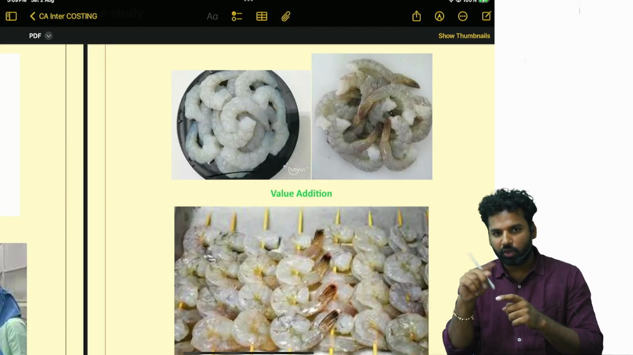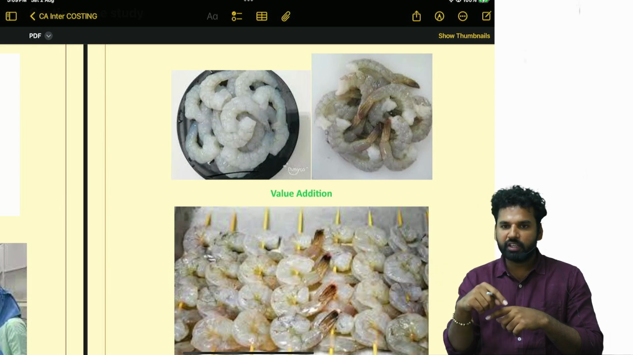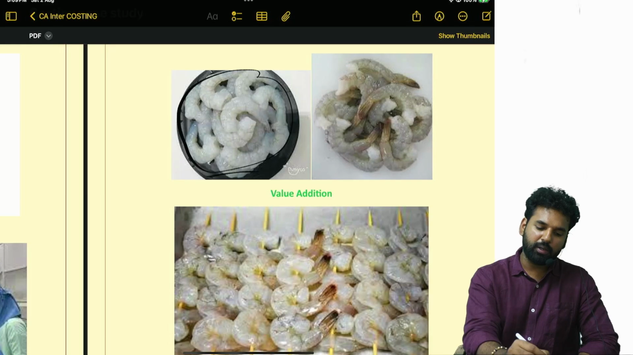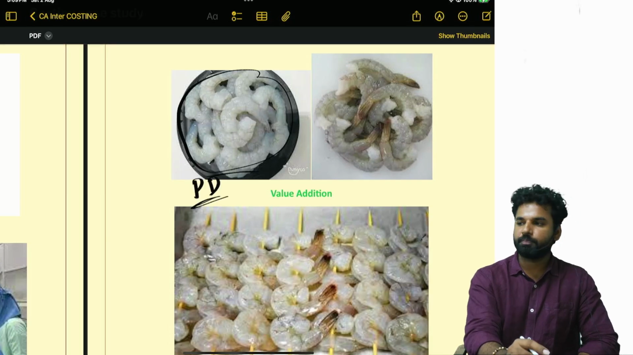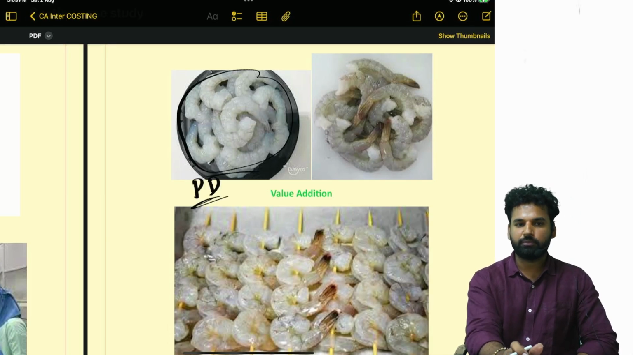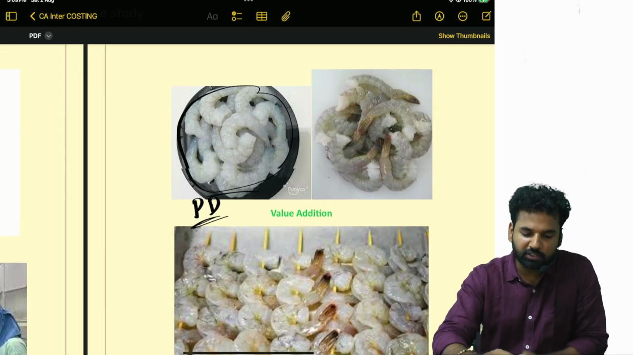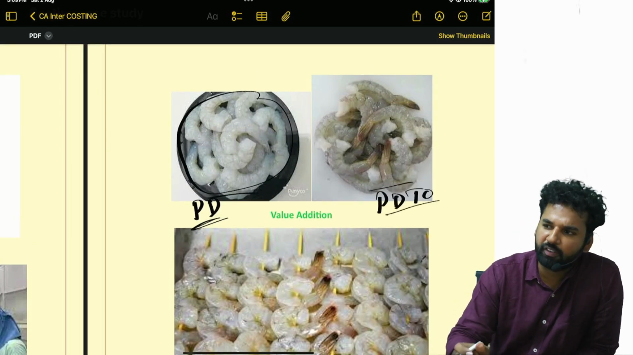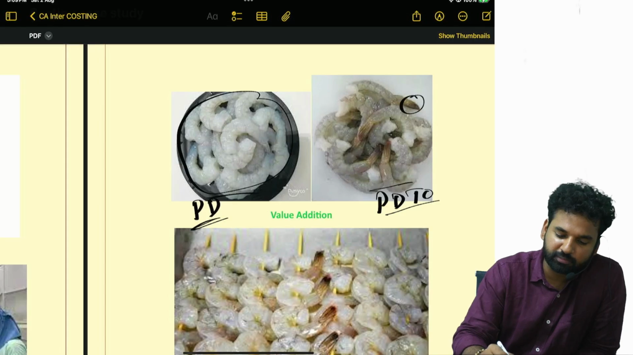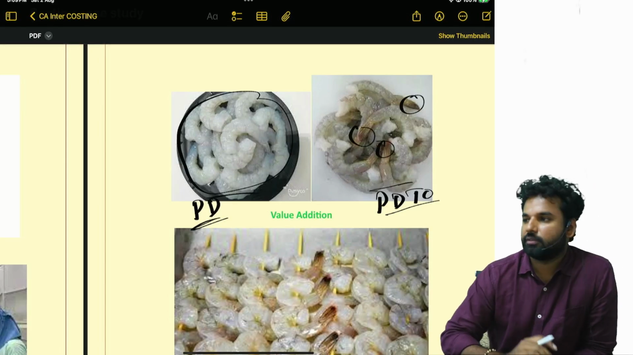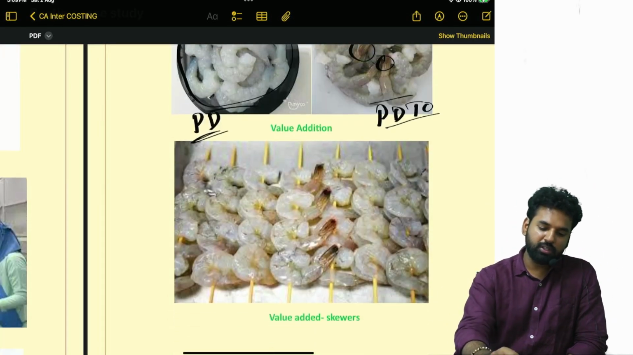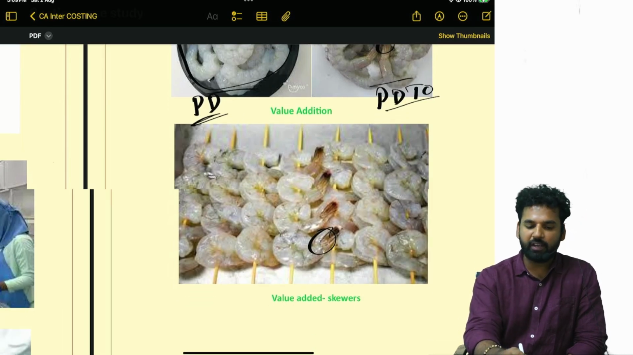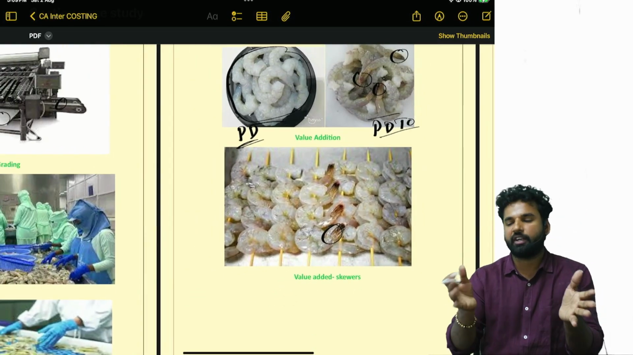All the veins will be removed. Everything will be removed. This is what is generally called peeling: peel and deveined. This is PDTO. Why is it PDTO? Because time is taken for P and D. This is PDTO and skewers. Like this, there are different value addition activities.